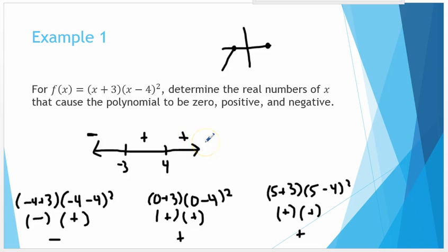So what we've just determined is where this graph has negative and positive regions. If you look at the directions, they wanted to know where is it equal to 0. Well, the 0 values came from the specific x numbers, -3 and 4. Those were the two x-intercepts on the graph. The regions where the graph is positive, this happened in two different intervals.